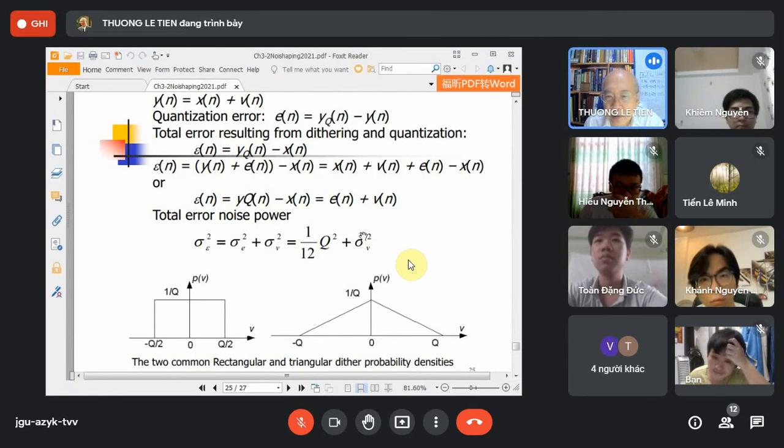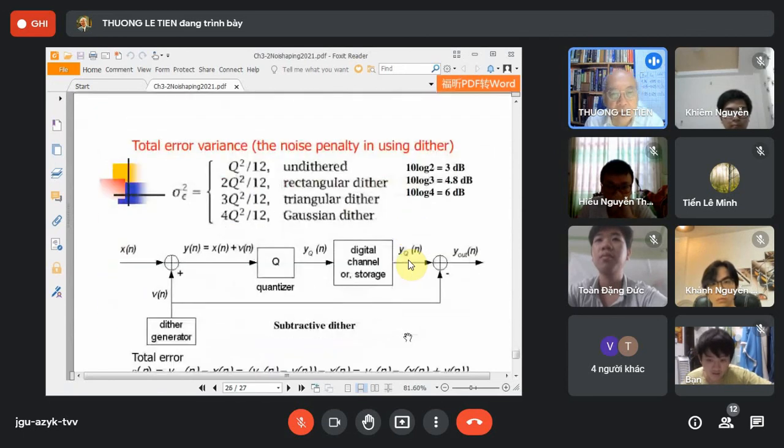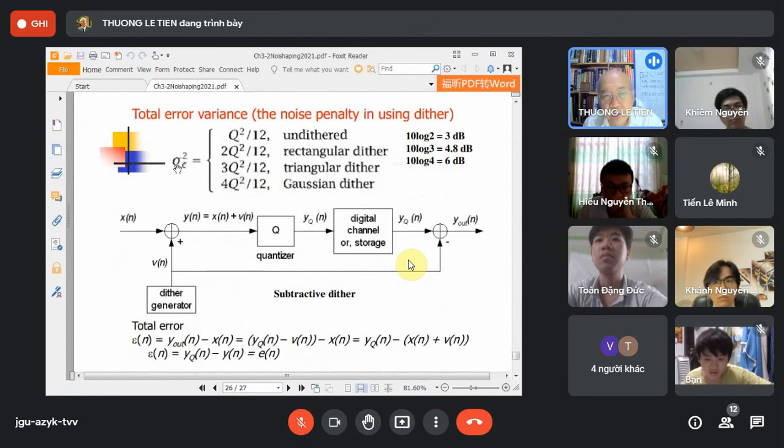This is the two common jitter probability densities, rectangular and triangular. And these are the results that come out: the total error noise power with no jitter, with rectangular jitter, with triangular jitter, and with Gaussian jitter.